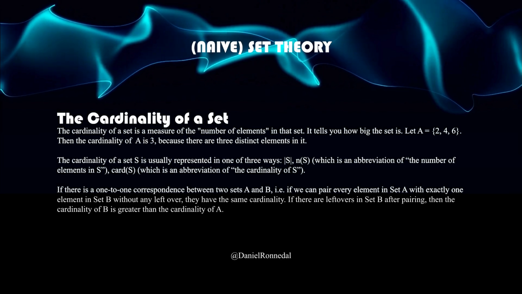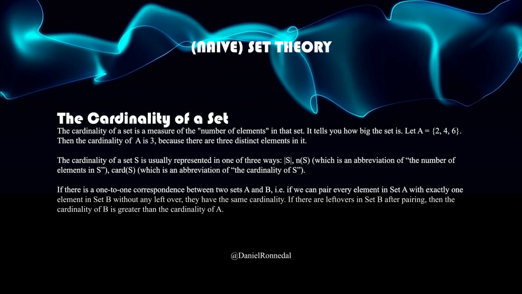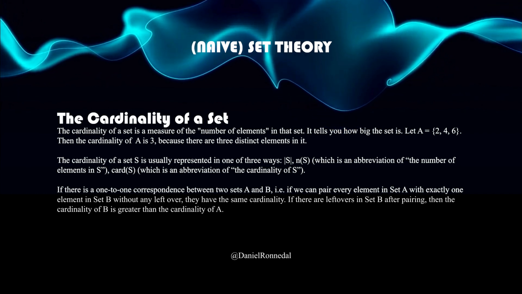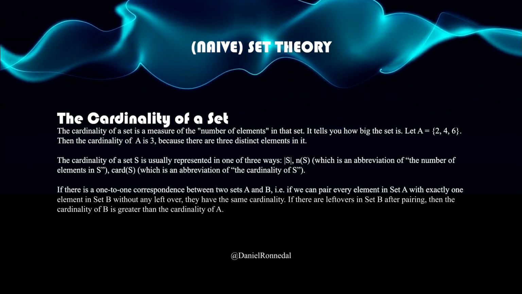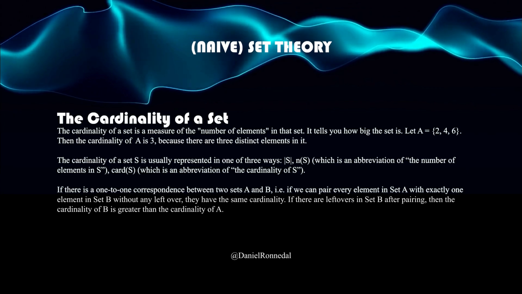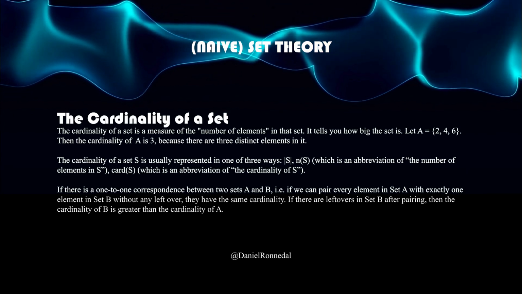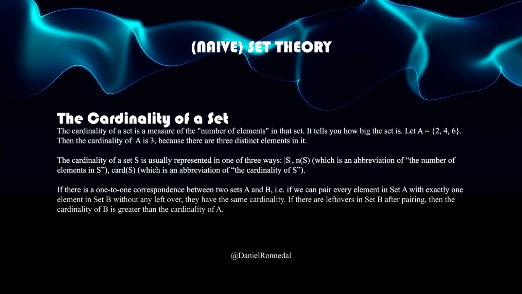The cardinality of a set is a measure of the number of elements in that set. It tells you how big the set is. Let A be the set whose only elements are 2, 4, and 6. Then the cardinality of A is 3, because there are 3 distinct elements in it.